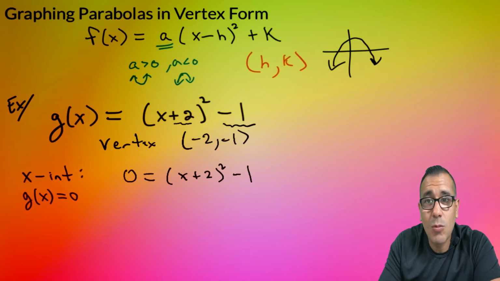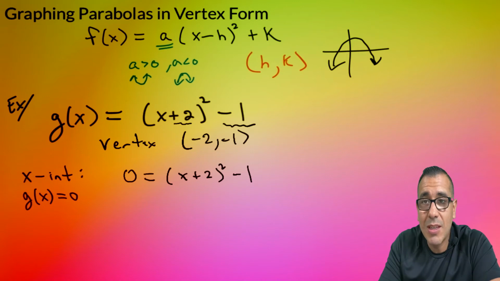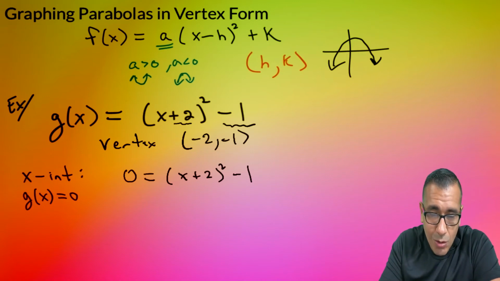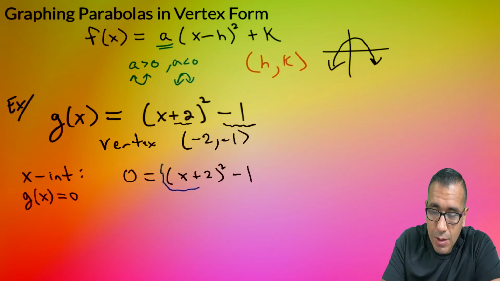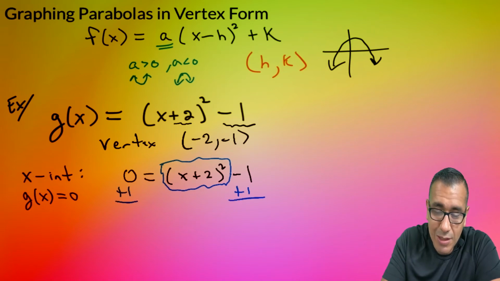Now we solve this. What's awesome about vertex form is that it makes things so much easier to solve. We're going to go ahead and add 1, because my goal first is to get this by itself. I'm going to add 1 to both sides because I want to isolate that x eventually. So we get 1 equals (x plus 2) squared.